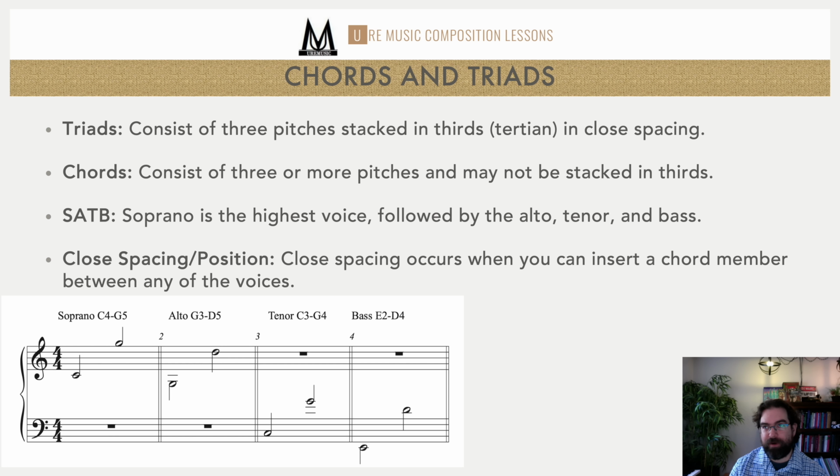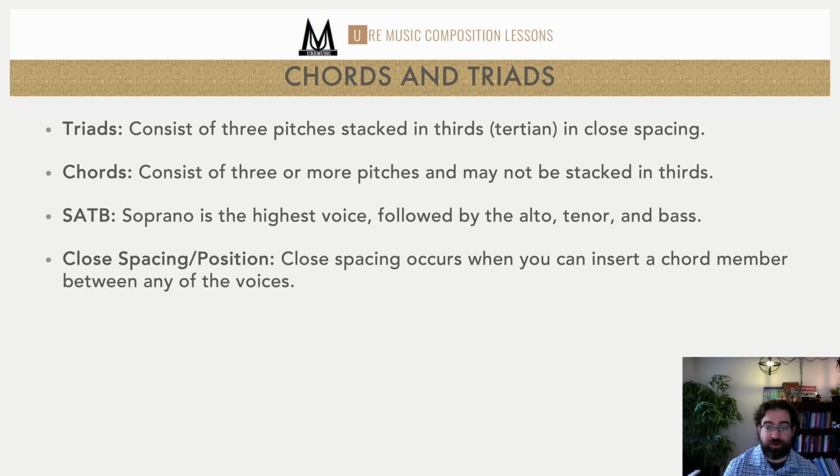When we learn part writing, we typically do it with soprano, alto, tenor, and bass spacing. So the soprano is going to be the highest voice. The alto will be the second highest voice. These are both written in the treble clef. The tenor will be in the bass, and the bass will also be below the tenor in the bass. So I'm going to show you some examples of this as we continue through the lecture.